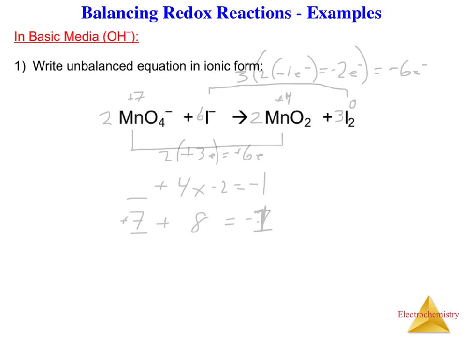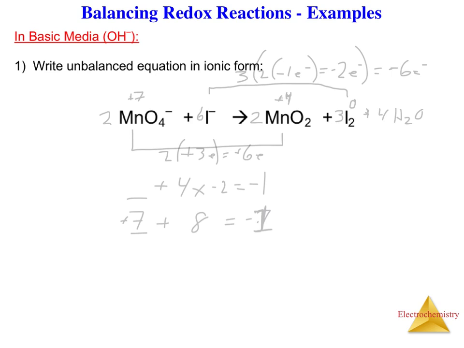Am I balanced? No. Now that I've balanced my electrons, and I've balanced my manganese, and I've balanced my iodines, the only thing I have left to balance, ideally, would be just my oxygens. On the left side, I've got 4 times 2, I've got 8 oxygens here. On the right side, I've got 4 oxygens here, so I need to add 4 more oxygens. I'll add them in the form of water. So I'll add 4 H2Os onto that side.